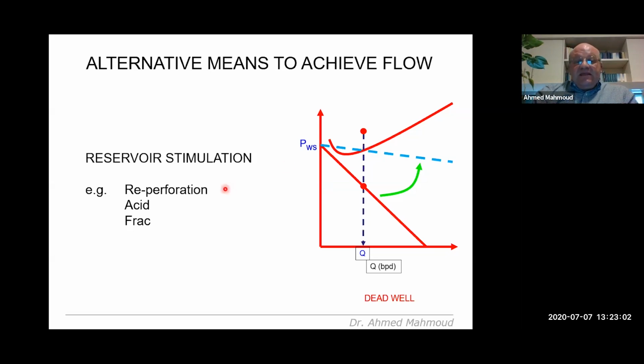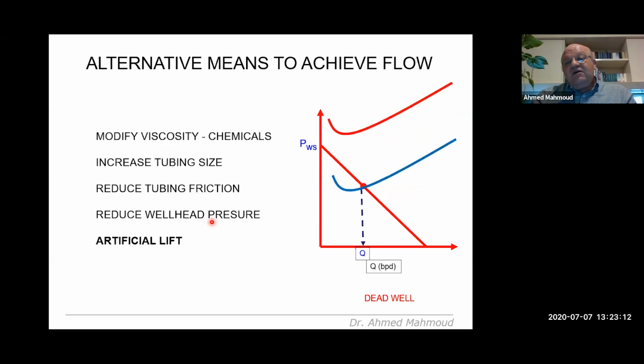And these methods of reservoir stimulation are within economic acceptance to be able to increase production and maintain production. Now, in some cases where the problem is actually related to your outflow and you want to get a solution point by moving your outflow curve to intersect the inflow, in that case, there are still several things you can do by modifying the viscosity, increasing the tubing size, but the typically known method is by using artificial lift.